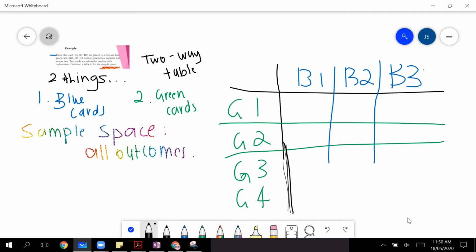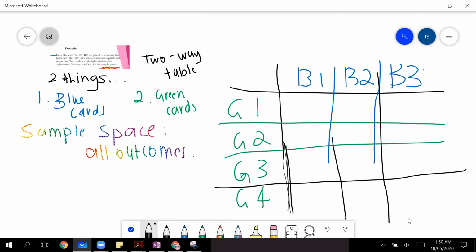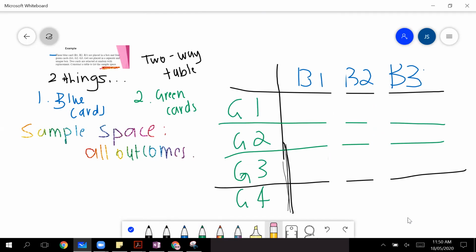Now, the question I'd like to emphasize, I'm so sorry about my diagram, is: do you think it would have mattered if I put the green cards on the top and the blue cards on the left? If I had mixed these two up the other way around? No, it doesn't matter. I just chose blue to be on the top and I chose green to be on the left.